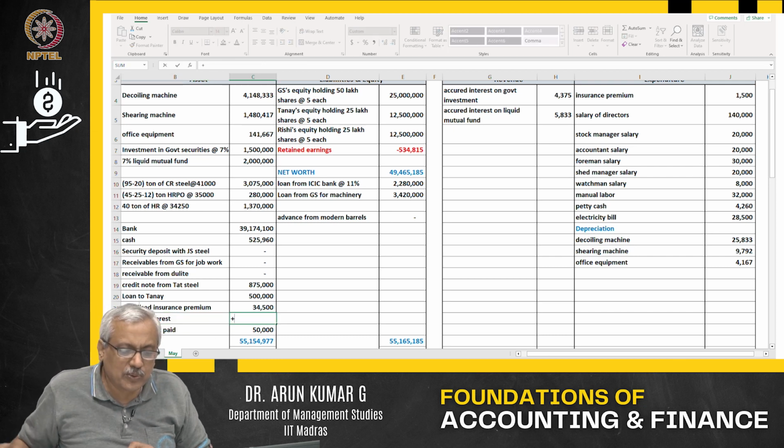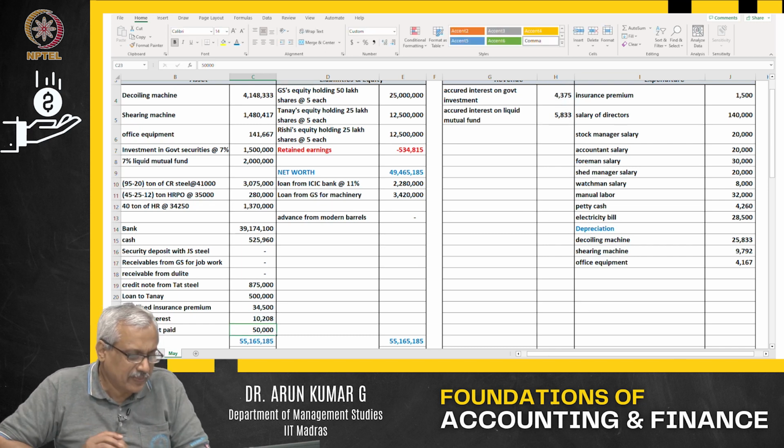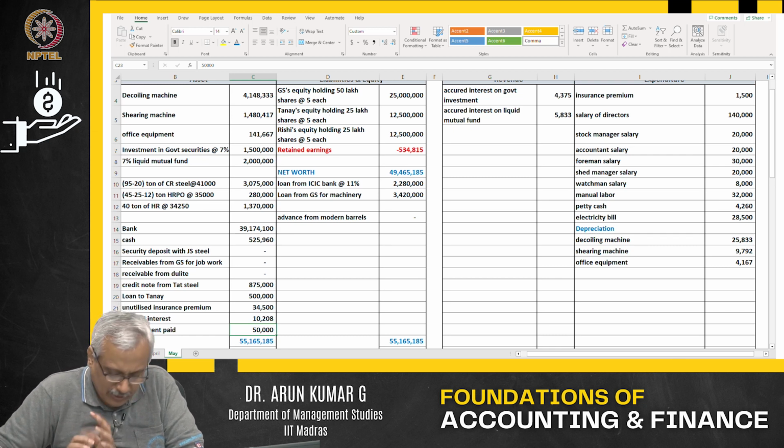Accrued interest. What is accrued interest? Accrued interest means you are eligible to get this interest. I am adding both and putting it together out there. You are eligible to get it. It's an asset. Then one more last item.